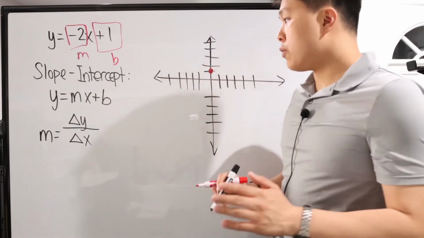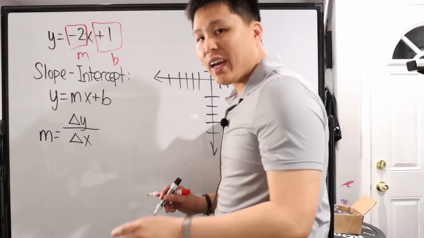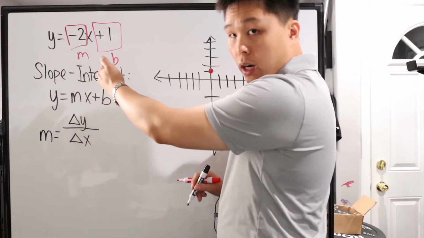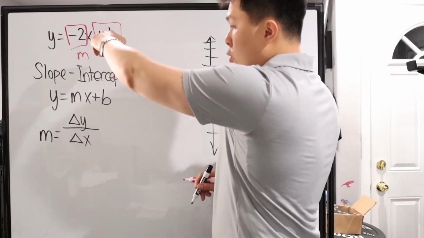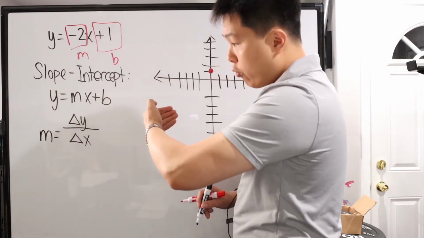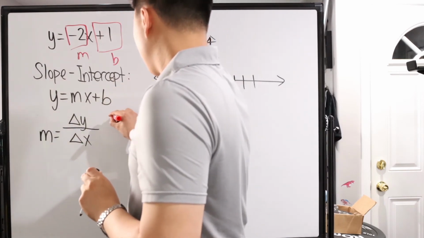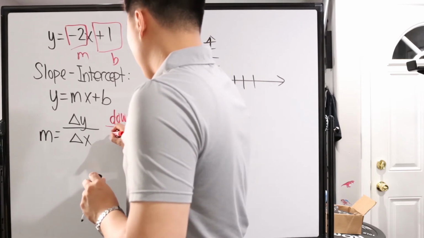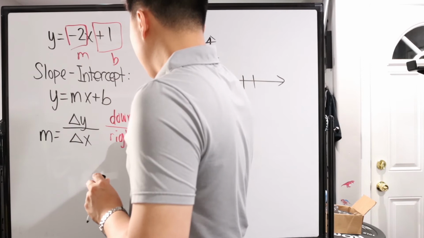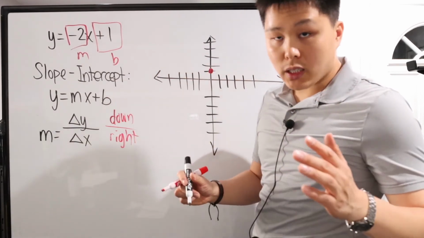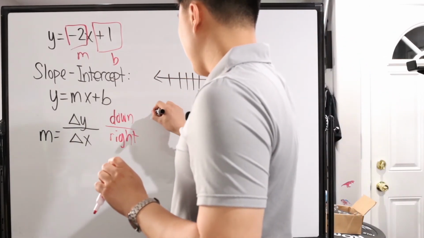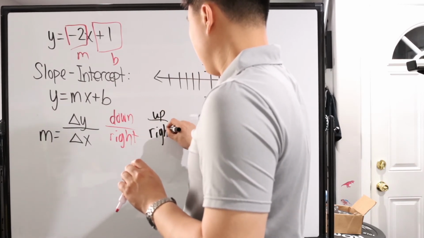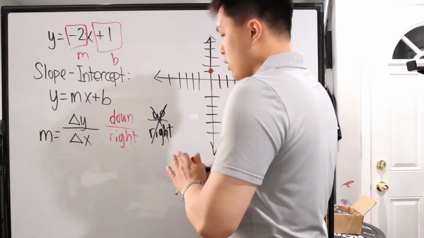Now, slope is a little different in this case because guess what? It's a negative slope. What does that mean? That means that instead of going up and then over, I would have to go down and then over. So let's just write right here so you guys can see it. It's going to be down and over, to the right. Instead of the original, when it was positive, what we normally do is go up and then to the right. Okay, so this is not what we're doing now. This is what we're doing.